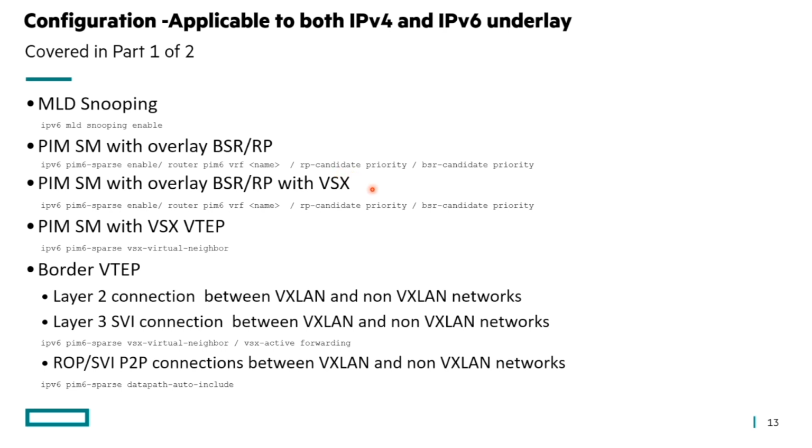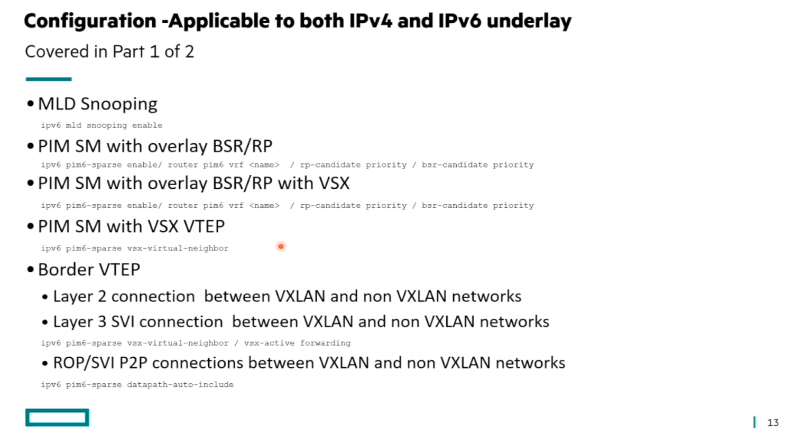The same also went for when you're having it in a VSX environment, no different. Again, refer to part 1 of 2. And then we introduced this IPv6 PIM6 sparse VSX virtual neighbor, which is no different to when we have that for v4. The only difference is we've got a PIM6 here, again covered in part 1 of 2. This is here for reference.